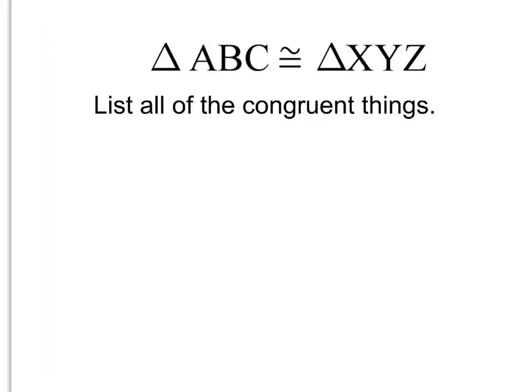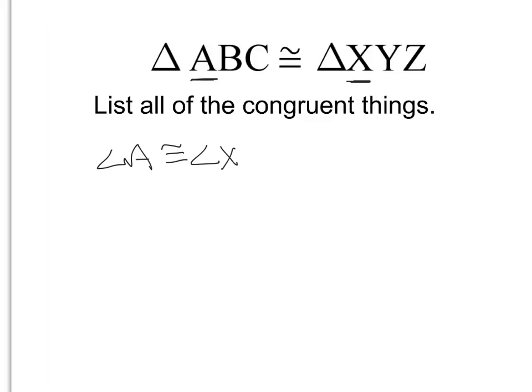Take, for instance, this congruence statement right here. Triangle ABC is congruent to triangle XYZ. Let's list all of the congruent things. Like we just stated, all the angles are congruent. This statement tells us exactly which angle is congruent to which. If I look, the first letter given in the first statement is A, and the first letter given in the second statement is X. So I know that angle A is congruent to angle X.